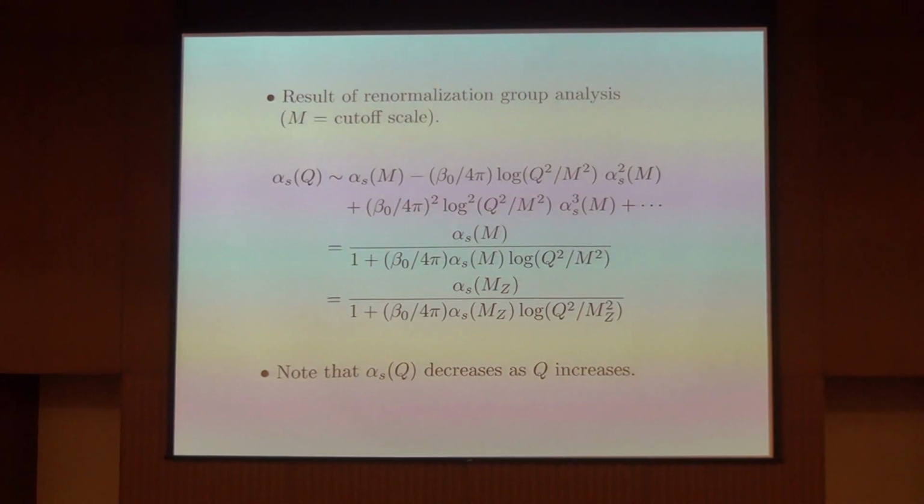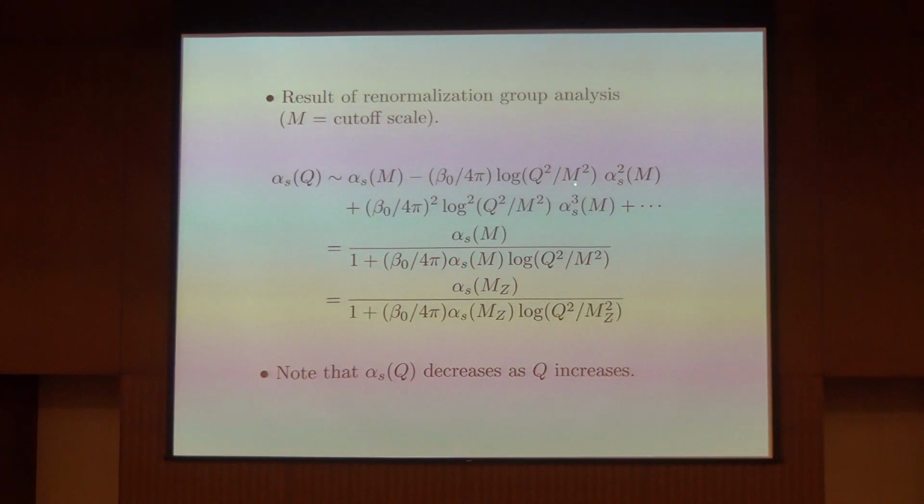That was the original alpha strong, where m is 10 to the 19th GeV, let us say, plus a certain constant called beta naught times log of q squared over m squared. And that's times alpha strong squared. And then there's another one with 2 logs and alpha strong cubed, etc. And that all adds up to alpha strong of m, the alpha strong you started with, divided by 1 plus this beta naught alpha strong of m and log of q squared over m squared.